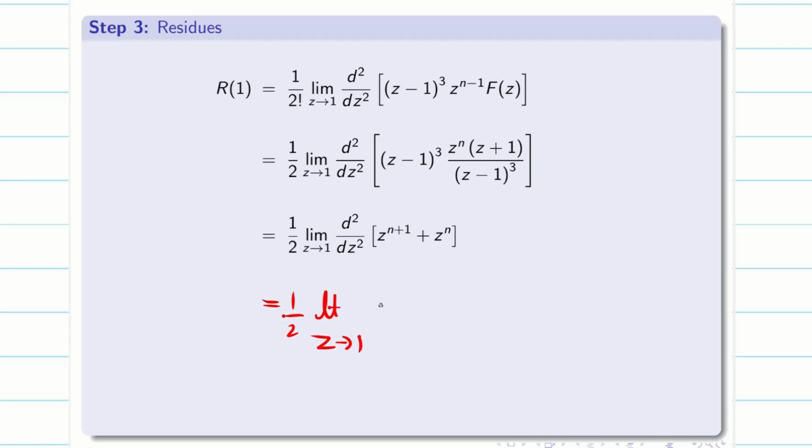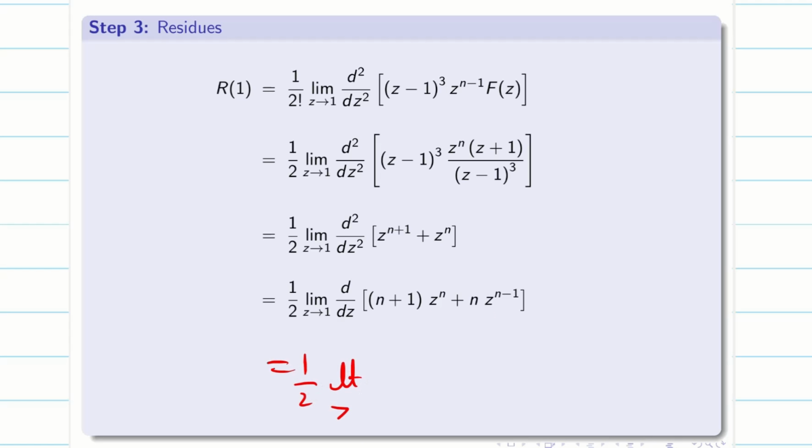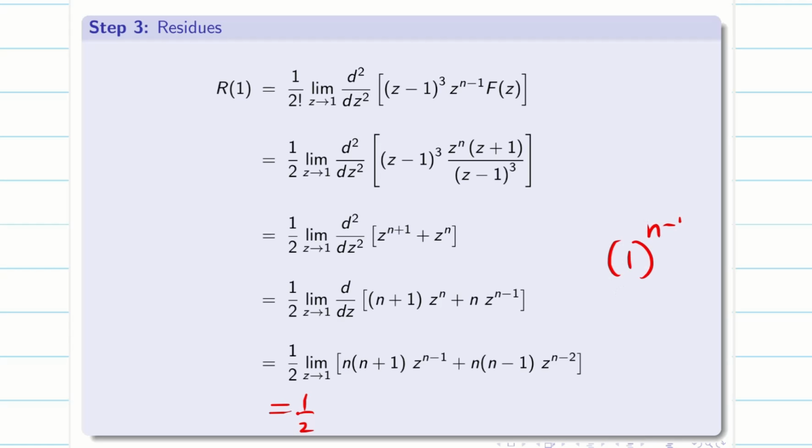Limit z tends to 1. If you differentiate once, z power n plus 1 differentiation is (n plus 1) into z power n, plus n into z power n minus 1. If we differentiate this again, we'll be getting limit z tends to 1, (n plus 1) into n z power n minus 1 plus n into (n minus 1) z power n minus 2. Now substituting the limit, 1 by 2, 1 power n minus 1, 1 power n minus 2. Whatever it is, 1 power anything is simply 1. So I don't have to worry about that.